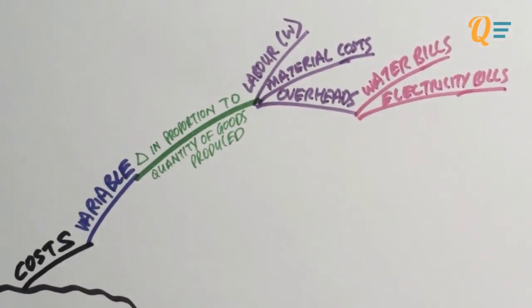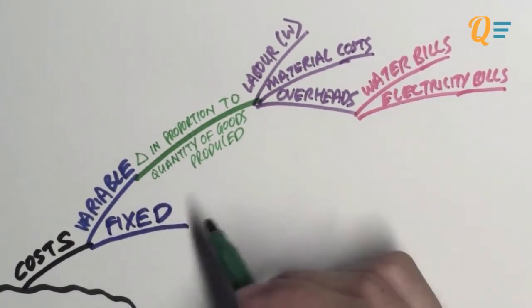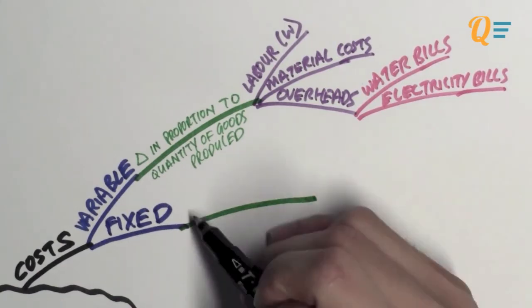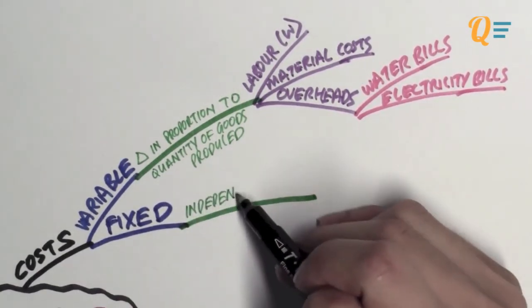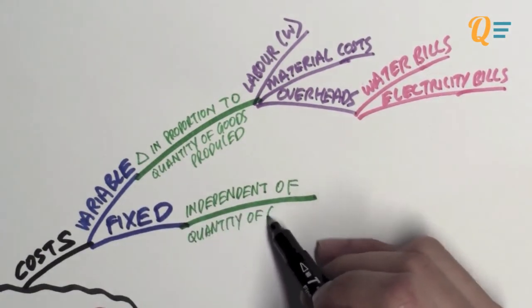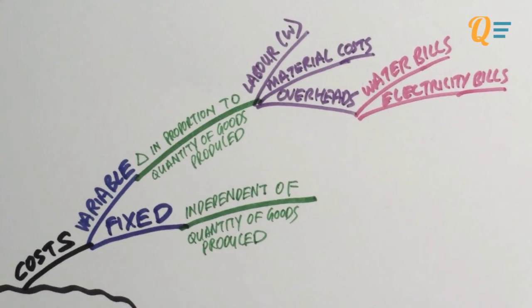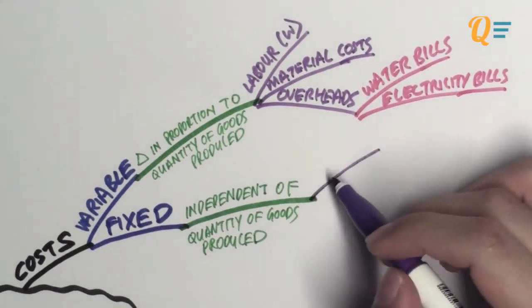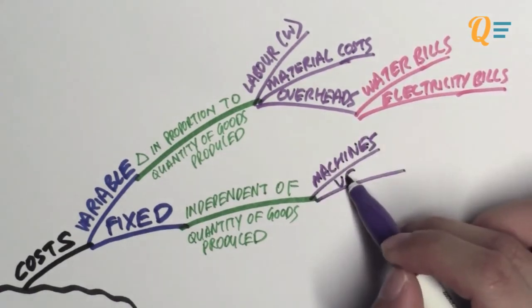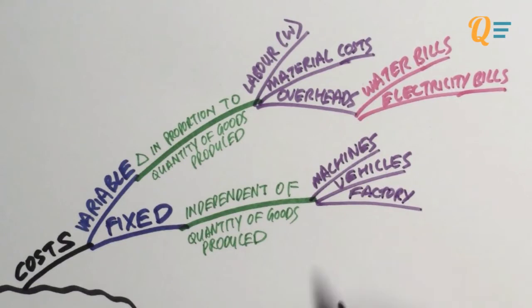So now let's move on to the other type of cost, which is known as fixed cost. So what are your fixed costs? Your fixed costs are basically the costs that are independent of the quantity of goods being produced. Now, this is sometimes the number one killer of businesses because sometimes when the economy is not doing well, they don't have enough revenue to cover their fixed costs. Okay, so examples would include machines, vehicles, factories, equipment.